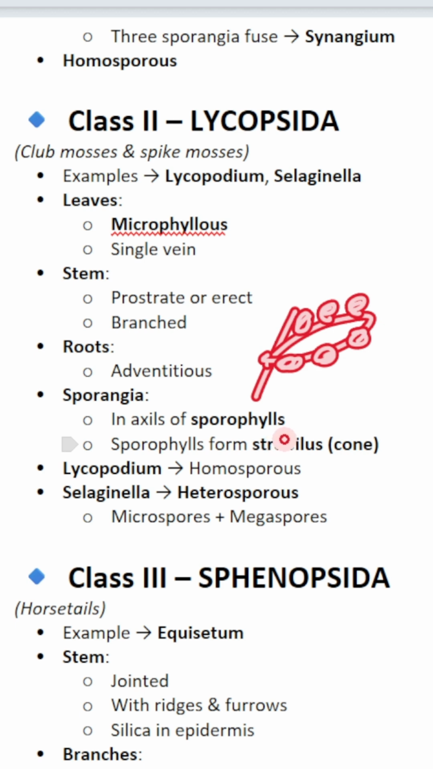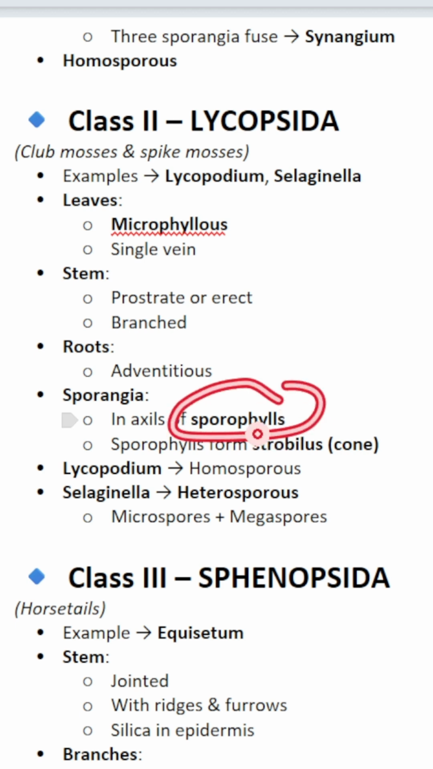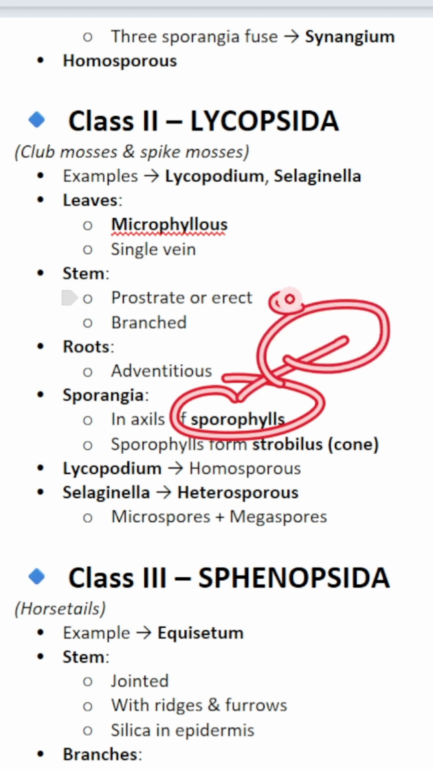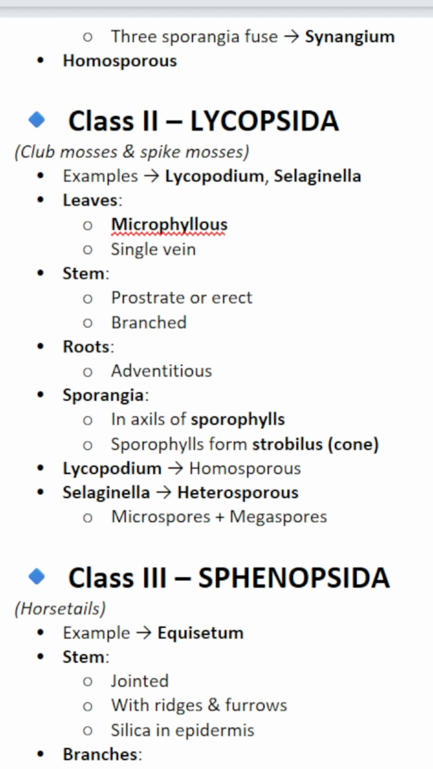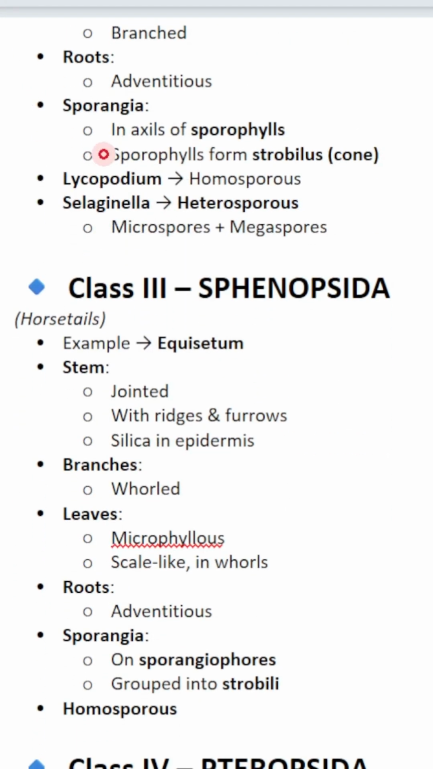Sporophylls are the leaves that bear the sporangia. Phyll means leaf. So the sporangia are borne on the leaves, in the axil of the leaves. It is the distinct character of this class, Lycopsida. In Lycopodium, the sporangia are present in groups called strobilus, or cone. In gymnosperms we call them cones, whereas in Pteridophyta we call them strobilus.